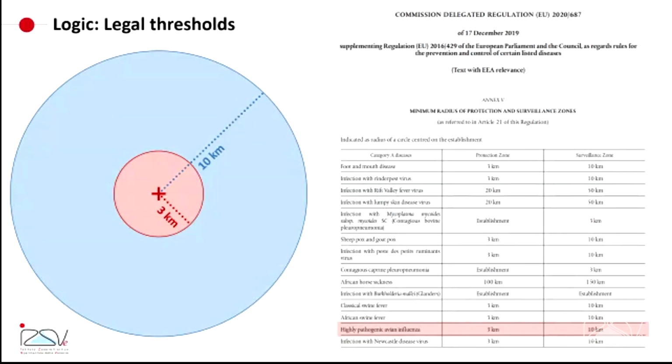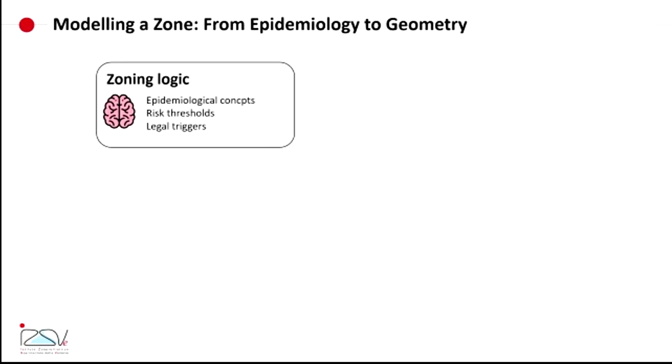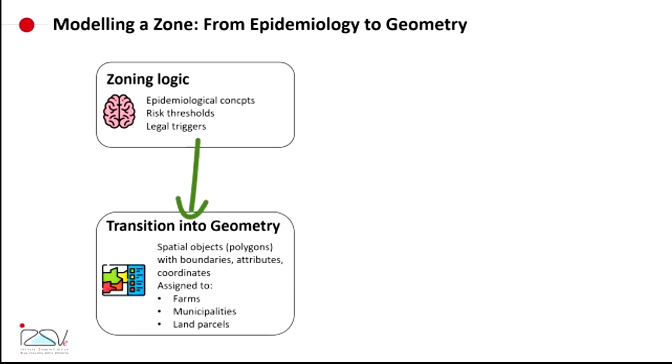And those zones that are just logic associated with a concept can then be translated into something more manageable and actionable. That is something related to what is called geometry or geography. And adding geography, or geometry in this case, is the next step. So we have a logic related to a concept, which can be very simple or complicated, and then we have the transition into geometry.